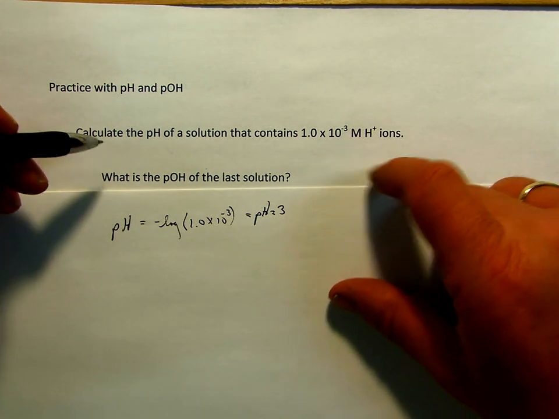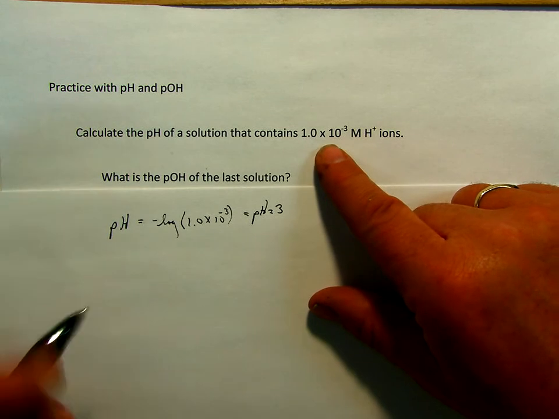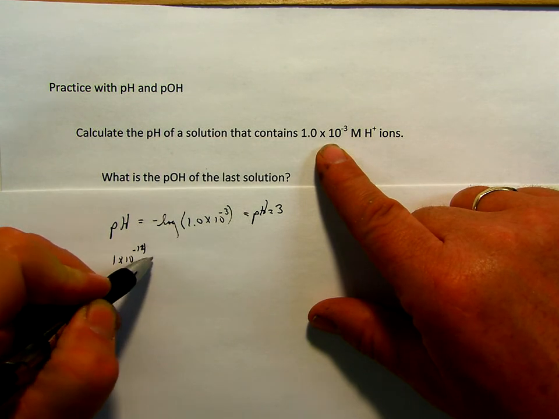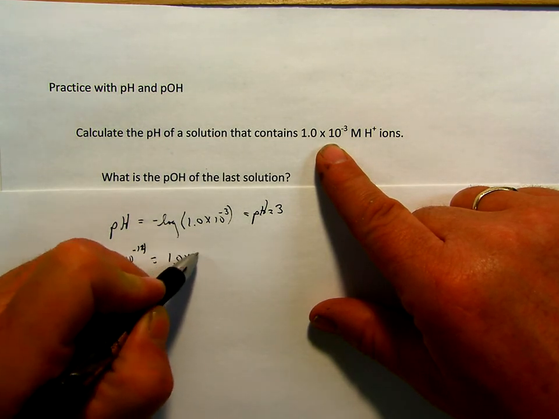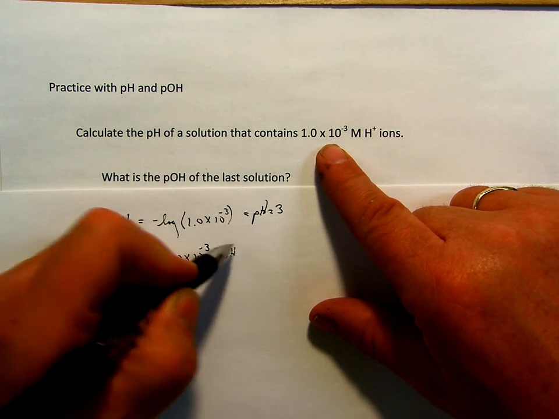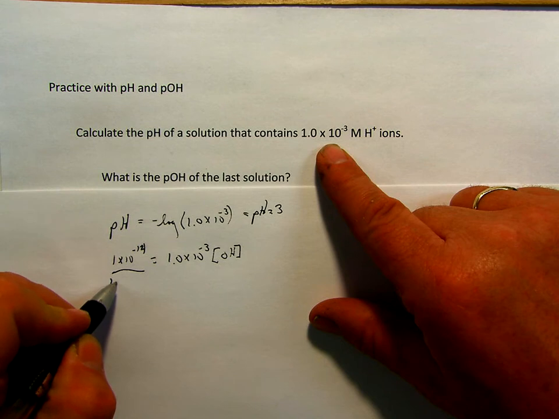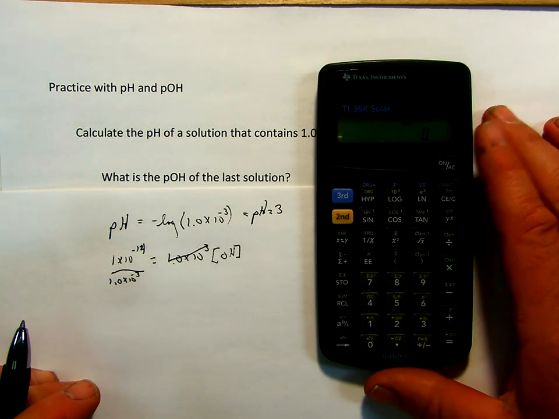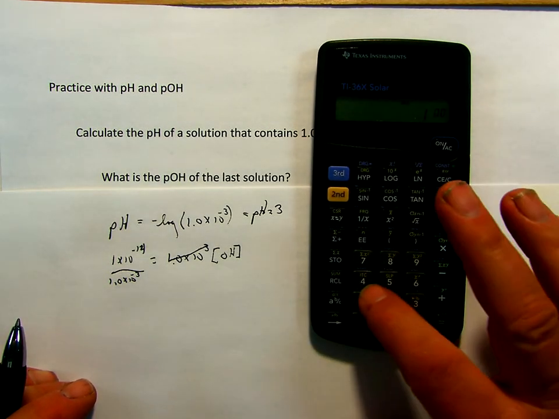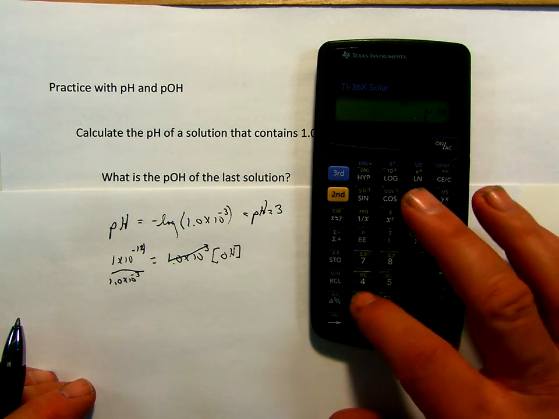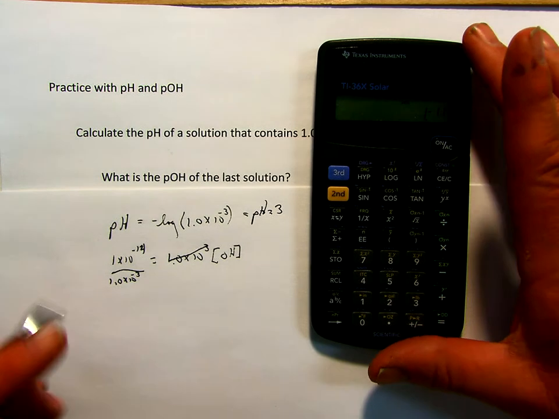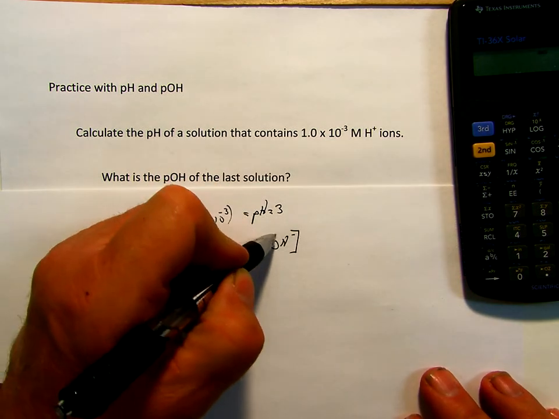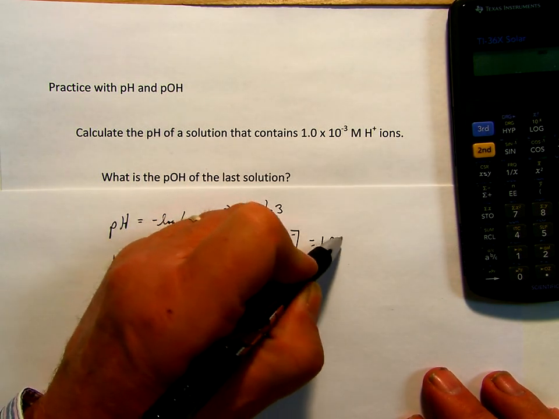I want to know what the pOH is given this value. Well, let's calculate the OH concentration instead. So 1 times 10 to the negative 14 is equal to 1 times 10 to the negative 3rd times the concentration of the hydroxide ion. So we're going to divide that to the other side. 1.0 times 10 to the negative 3rd cancels from that side. If you have to do that in your calculator, and you will with numbers that have decimals in them, 1 exponent negative 14 divided by 1 exponent negative 3 equals, that means the hydroxide ion concentration is equal to 1.0 times 10 to the minus 11.